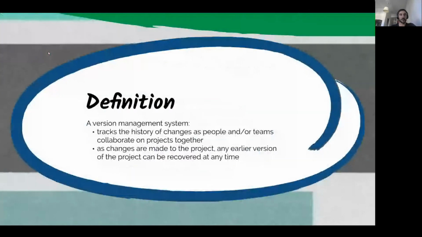So first of all, definition of version management. A system that does this helps us basically document the history of our project so that ourselves and other people who we work with can keep track of what is happening. So another way to define it is that any earlier version can be recovered at any time in a very easy way.